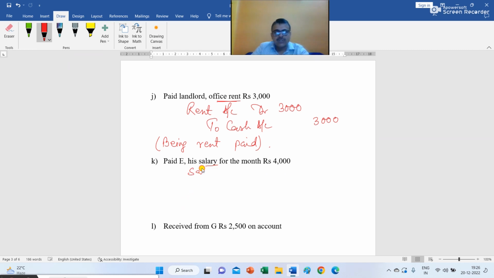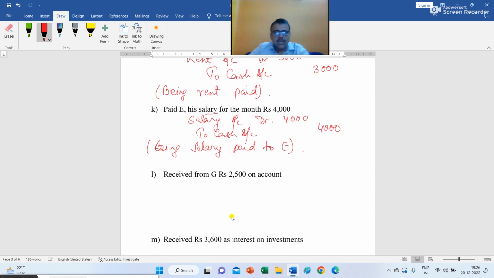So salary was debited, salary account debit to cash account 4000. Being salary paid to E. So when salary is paid, salary account debit to cash. This is a simple journal.